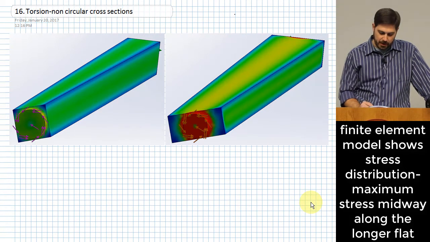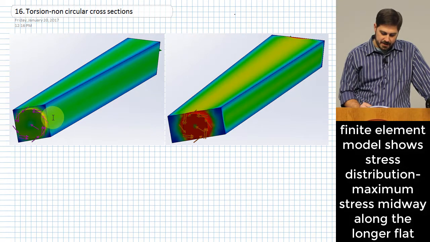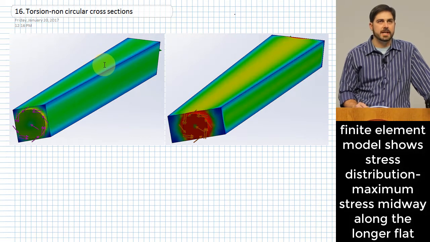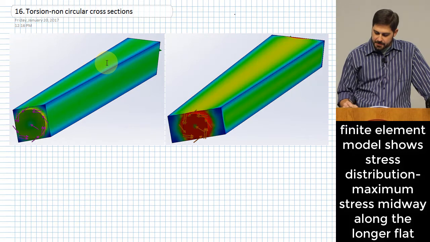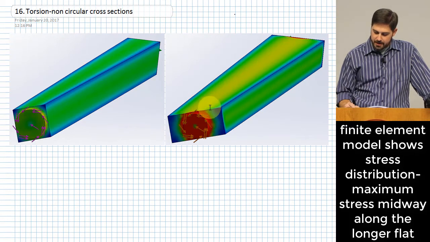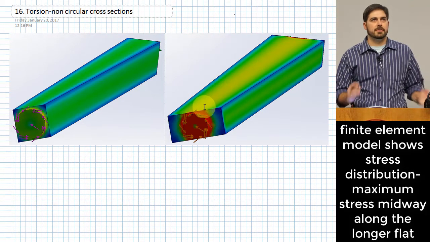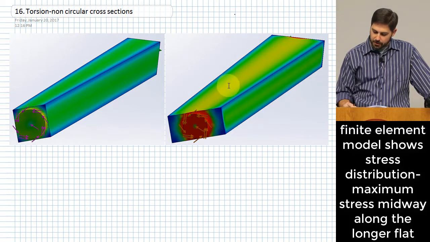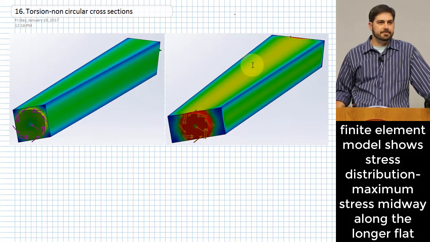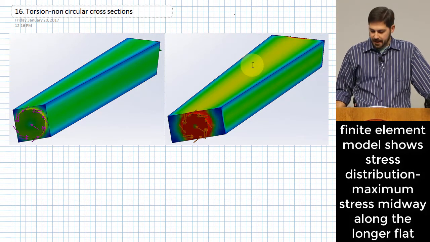In the case of the square, it doesn't matter which flat side. Actually, they're going to be both at the same stress level. Whereas if you have a rectangular shape that is non-symmetric, where one side is longer, you look at the flat side of the longer side, and that is where the stress values are a little bit higher. All right, and you can kind of see here that the stress doesn't really distribute the same way.